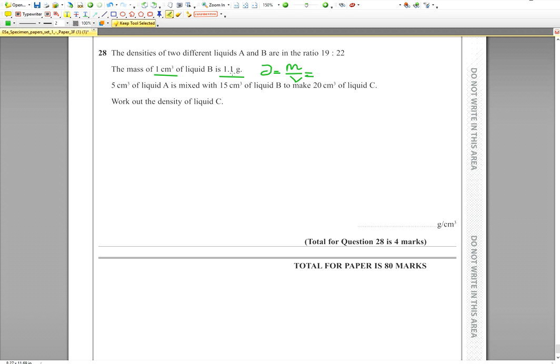So the mass of this is 1.1 grams. Is that the symbol of density? Yeah. And what's the volume? They're saying the mass of 1 centimeter cubed of liquid B is 1.1 grams. So 1.1 grams divided by 1. Here's the volume, isn't it?